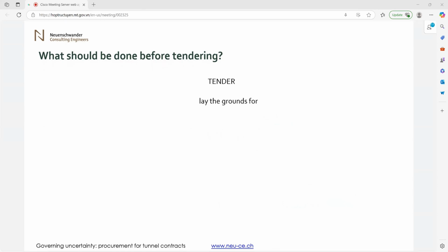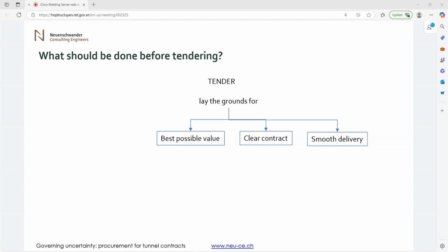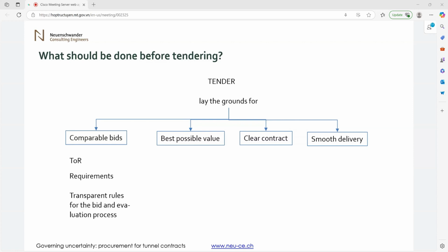Now, again, what should be done before tendering? The tender will lay the grounds for the best possible value. Next. For a clear contract, for a smooth delivery, and for comparable bids, which are important. Now, what does this mean? Terms of reference, requirements, transparent rules for the bid and evaluation process. It's important to have transparent rules in order to have a comparison between bids that are on a level playing field.